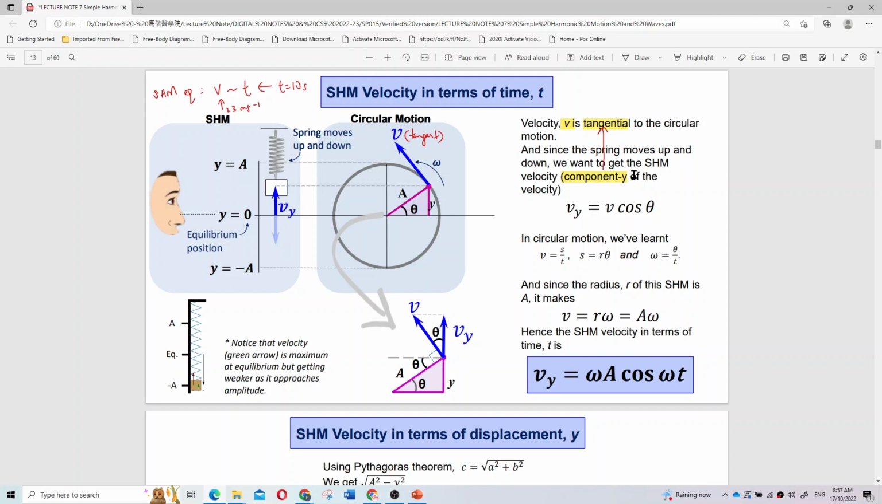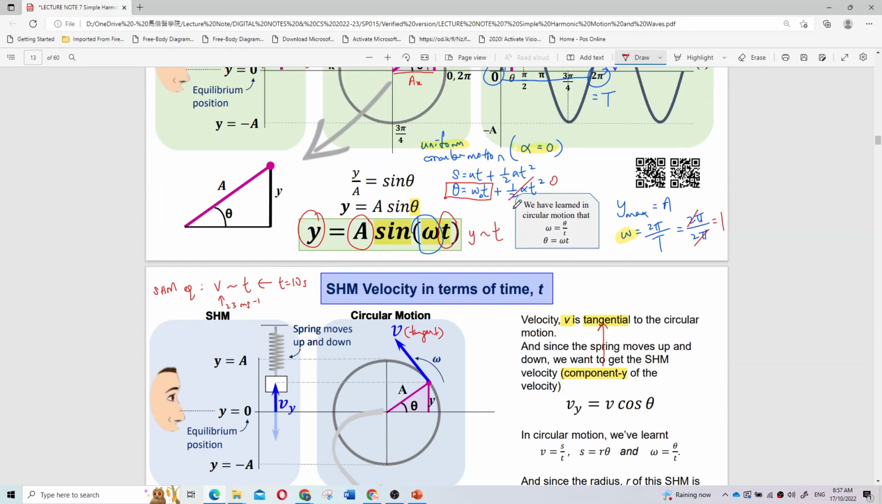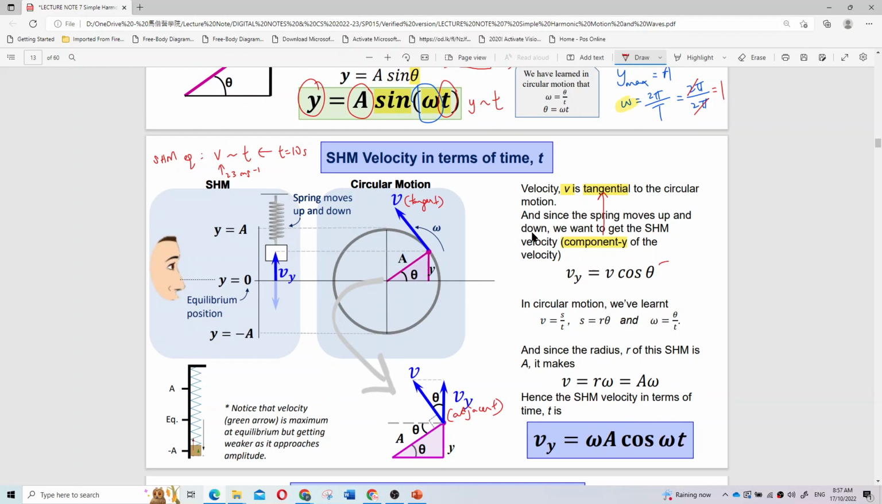So dia adalah komponen y of the tangent velocity. So kalau komponen y dia adalah adjacent kan? Betul tak? Dia adjacent. Kalau adjacent kita cos theta kan? Yeah. Dia V cos theta. So adalah V cos theta. Tepat lah formula apa? Lepas tu tadi kata apa? Theta ialah omega T. Betul tak? Theta ialah omega T. So ganti saja theta tadi dengan omega T.